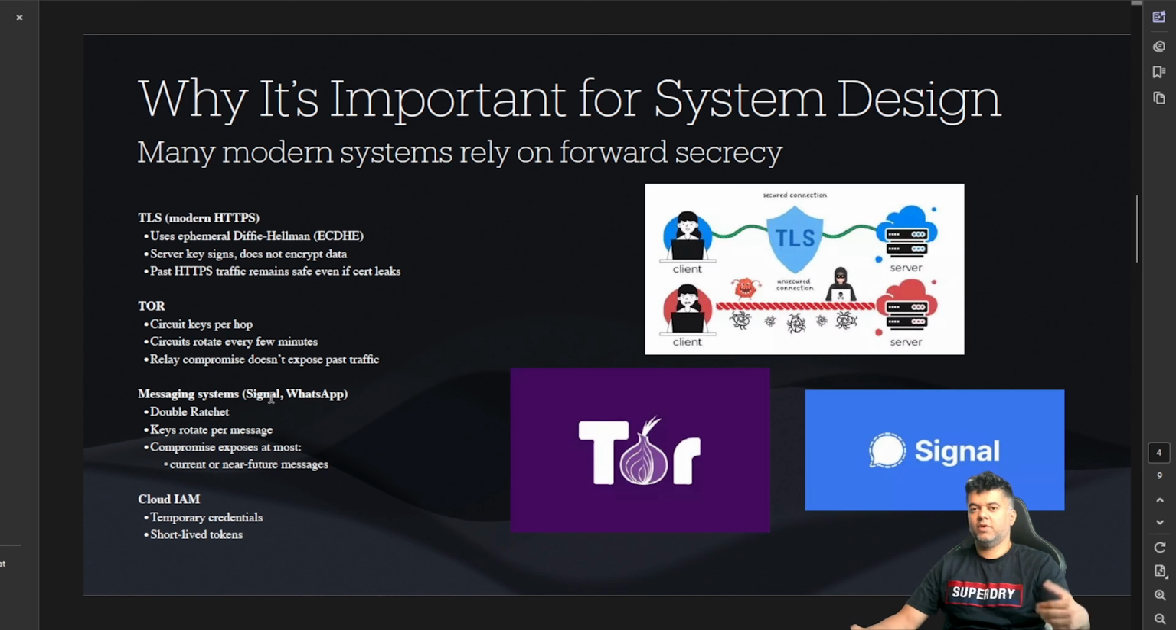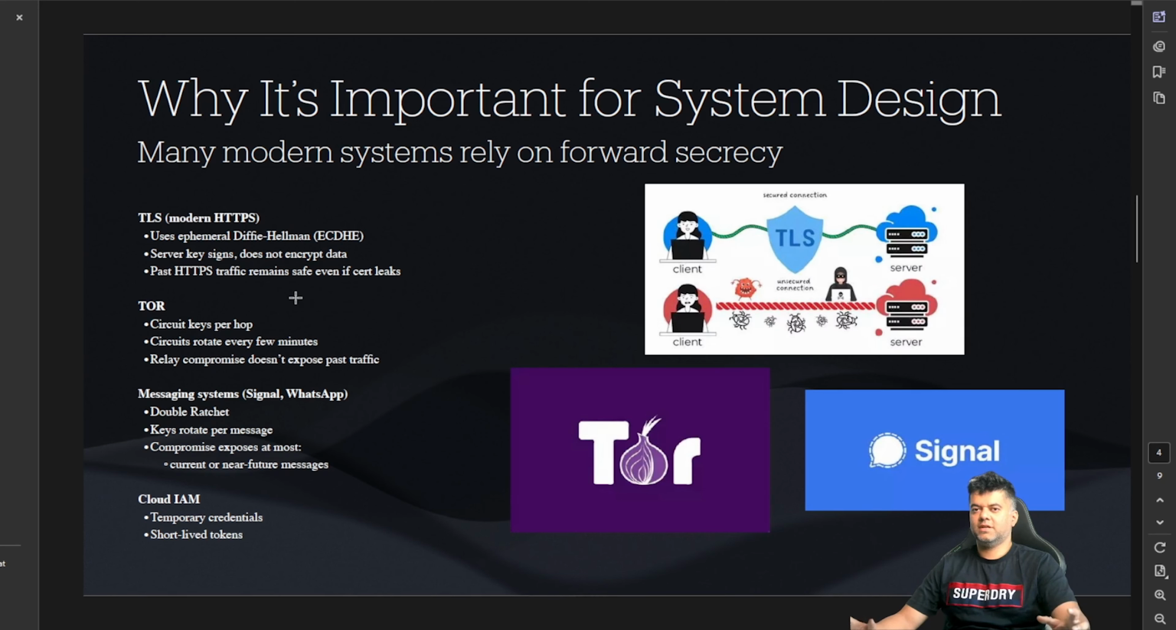Similarly, messaging systems that we'll learn about more in the future in this playlist have the double ratchet. They have keys that rotate every single message. And the compromise exposes at most the current or near future messages and not the entire previous chat. That would be devastating for the system design. And also, I'm sure you use AWS, GCP, and you use Cloud IAM for that. So temporary credentials, short-lived tokens, all of that, they all ensure forward secrecy.